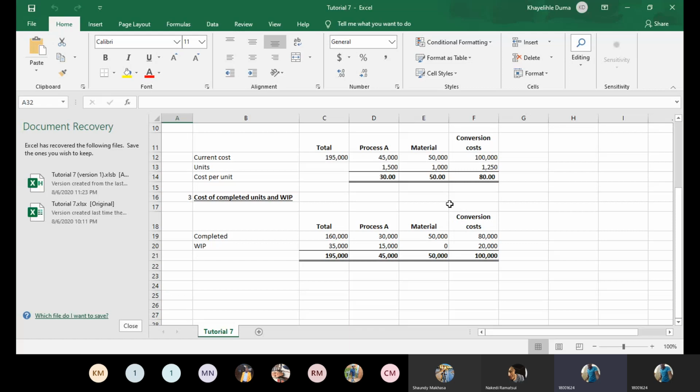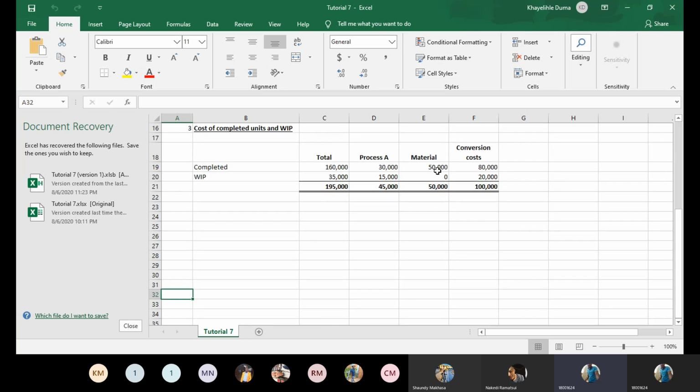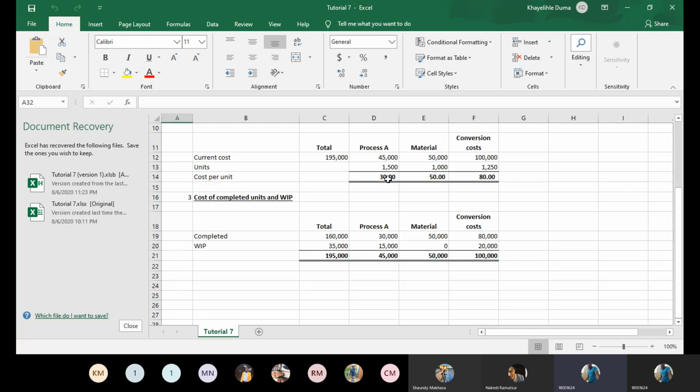Okay, the other two tables were the solution that was given, but I can't explain it, so I decided to use that one. If you check that one, you got that process A previous. This is process A. The unit cost was 30, material was 50, conversion was 80. That's what we got on the other table. Then now, the cost of completed units and work in process, right?